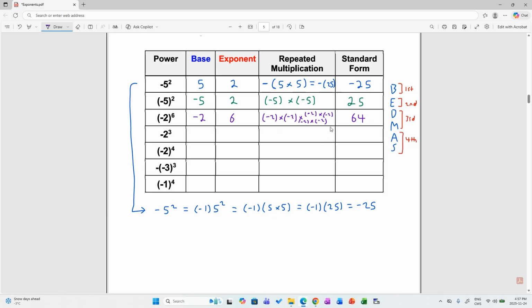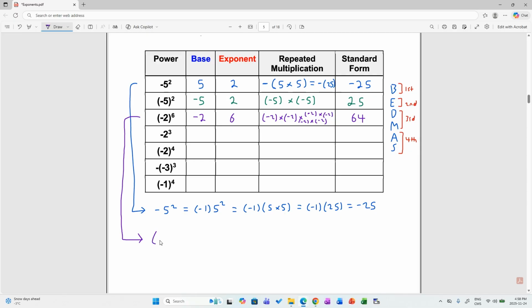Now we just have to know if that's positive or negative. So I have negative 2 times negative 2, which is positive 4. Positive 4 times negative 2 is negative 8. Negative 8 times negative 2 is positive 16. Positive 16 times negative 2 is negative 32. Then negative 32 times negative 2 is positive 64. Now, one rule that I like to show you guys is this.